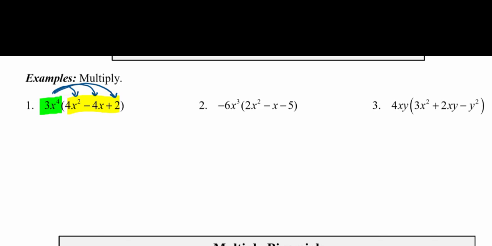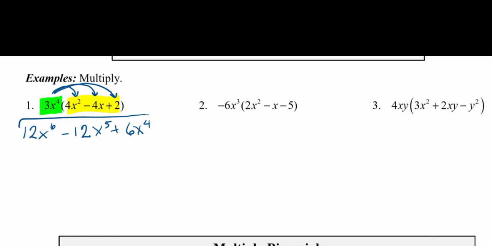When we multiply 3x to the fourth times 4x squared, multiply the two coefficients for a 12, and then using the product rule with our x's, we know that we have x to the sixth because we keep the base and we add the exponents. Going to the next term, now 3 times negative 4 is negative 12. And multiplying x to the fourth times x to the first, we know that we have x to the fifth, once again using the product rule. And in our third term, we're going to multiply 3 times 2, and that's going to give us a positive 6. And then we have the x to the fourth.